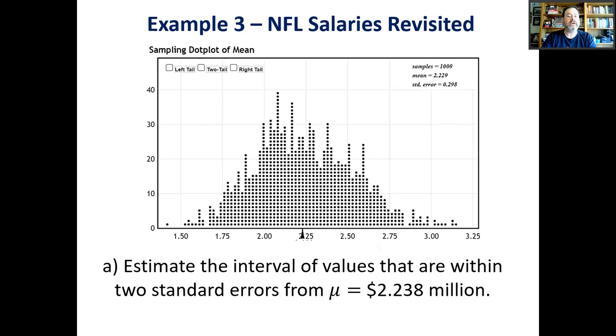So here I'm giving you mu. I looked the value up and I said estimate the interval of values that are within 2 standard errors from mu. So what we do is we just type it in your calculator. It's actually on the next slide. So it's just going to be 2.238 minus 2 times the standard error, and then 2.238 plus 2 times the standard error.